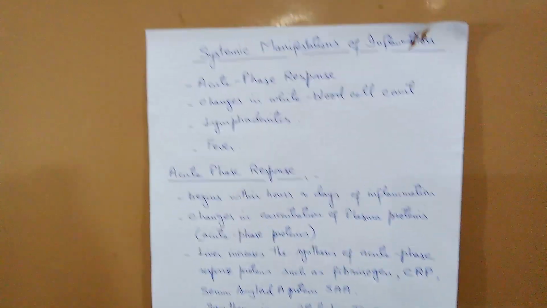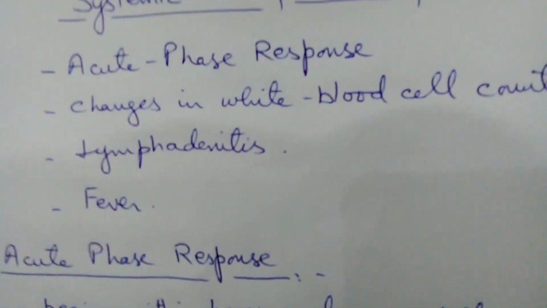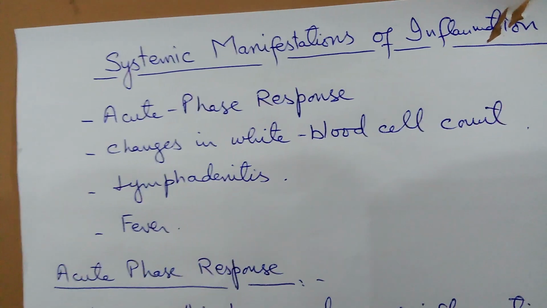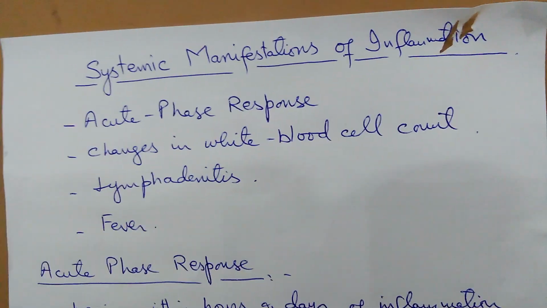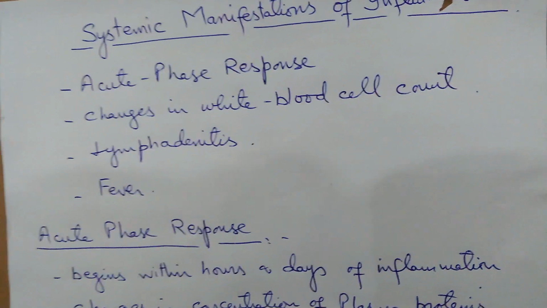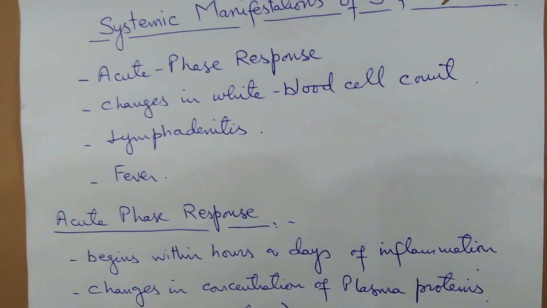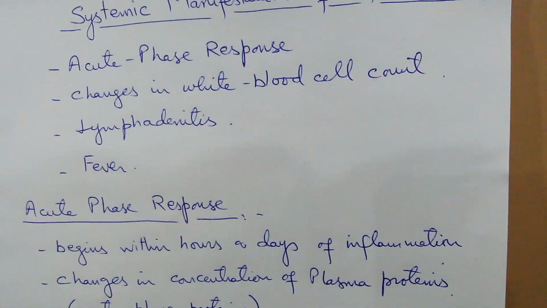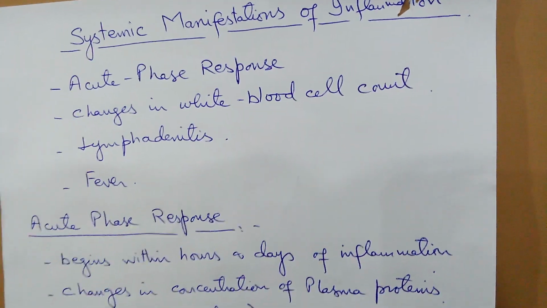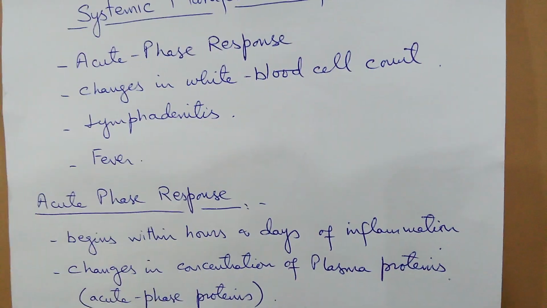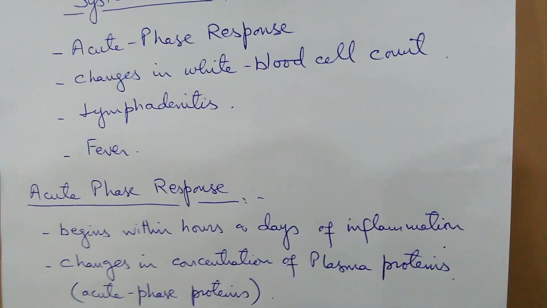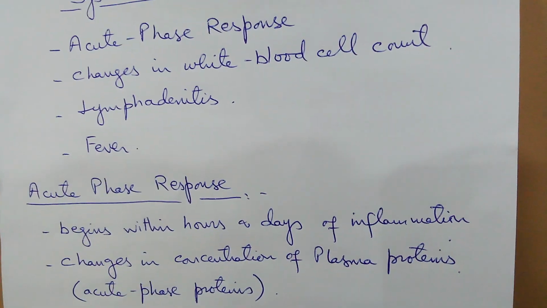Now, the third response is lymphadenitis. Lymphadenitis means inflammation of lymphatic vessels, lymph nodes, and primary lymphatic organs. Students, you have commonly seen swelling of neck lymph nodes because of streptococcal infections. It is a very common observation in children.